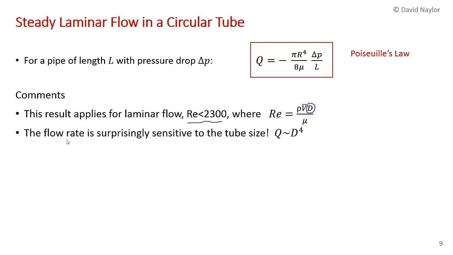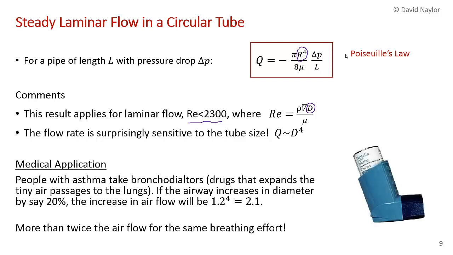And it's amazing, the flow rate is surprisingly sensitive to the tube diameter. The flow rate depends on the radius to the 4th, or the diameter to the 4th, right? So it's kind of interesting, and one interesting application is a medical application. People with asthma take bronchodilators. These are drugs that expand the air passages in your lungs. And if you take one of these drugs, and you've probably seen the inhalers, if that drug causes the airway, which can be approximated as a round tube, to increase in diameter by, say, 20%, then you get that effect raised to the fourth power, right? So 1.2 to the fourth, you'll have an increase in flow rate of a factor of 2 with the same amount of breathing effort, with the same pressure gradient.